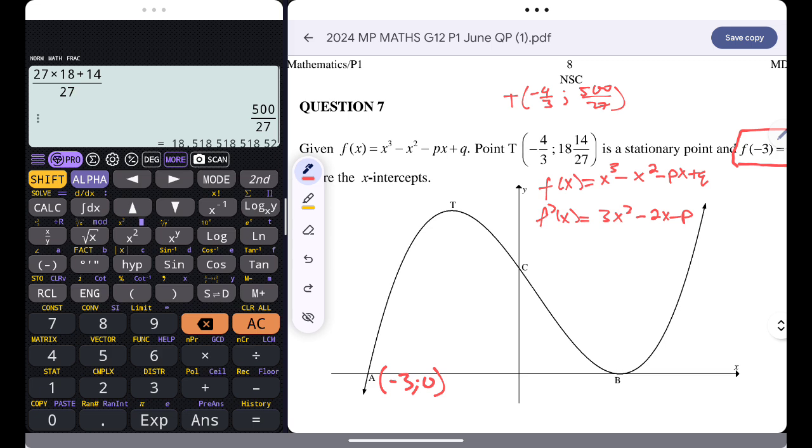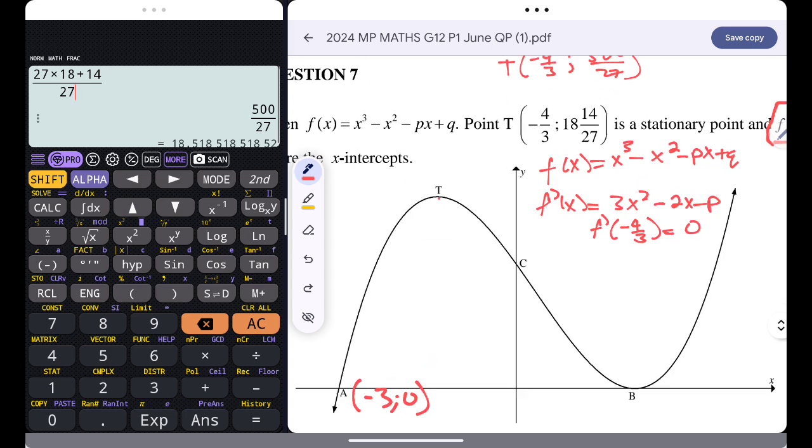But remember, the derivative of a curve is always equal to 0 at the turning point. So my derivative will be equal to 0 if and only if x is negative 4 over 3. Why am I choosing negative 4 over 3? Because I know that at position T, which represents my turning point or the stationary point, the derivative is always equal to 0.